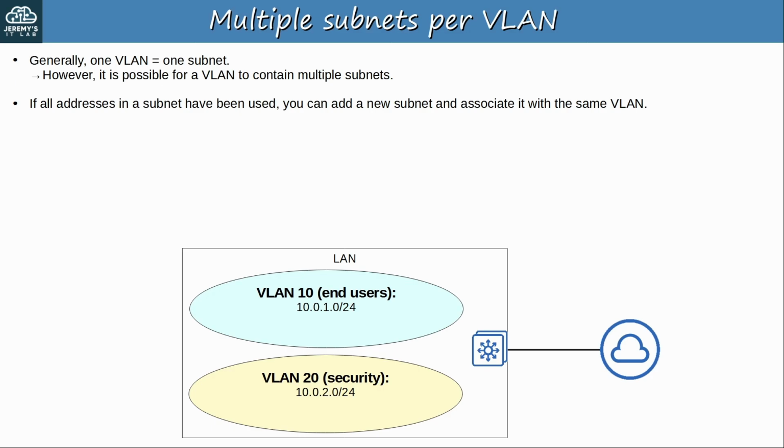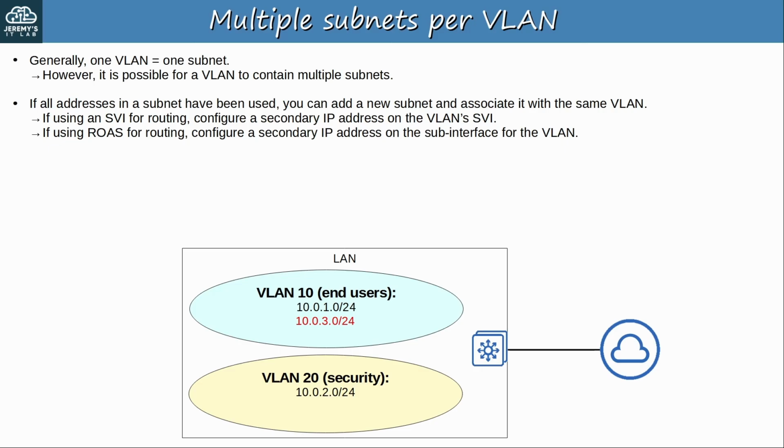However, what happens if the company is expanding and we have run out of addresses for end users? We can simply add another subnet, 10.0.3.0/24 in VLAN 10. Let's see how to implement that. If using an SVI for routing, configure a secondary IP address on the VLAN's SVI. Or if using router on a stick for routing, configure a secondary IP address on the sub-interface for the VLAN.